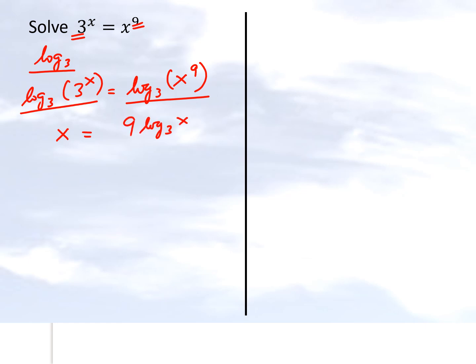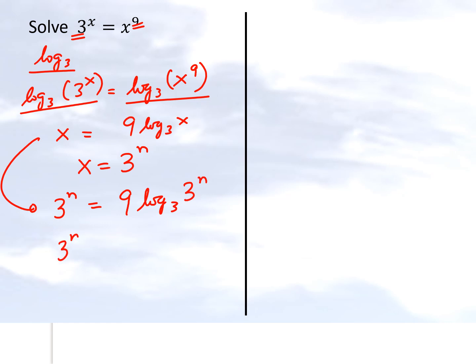Now this does not take us any closer to the solution, but what we are finding out here is that maybe if we have an intuition that x will be some power of 3, let's choose x equal to 3 raised to the power n. Then this equation becomes 3 raised to the power n is equal to 9 log base 3 of 3 raised to the power n. And this gives us 3 raised to the power n is equal to 9 times n, because log base 3 of 3 raised to the power n is just n.